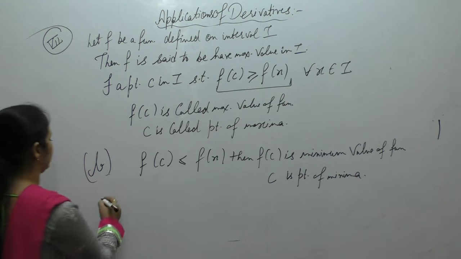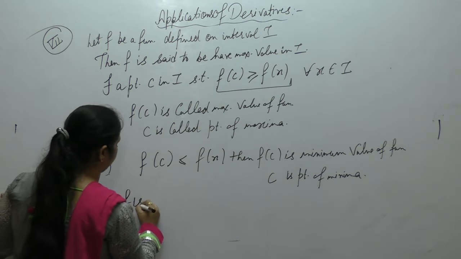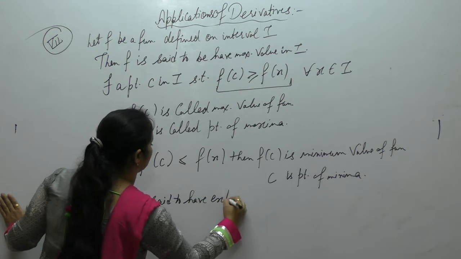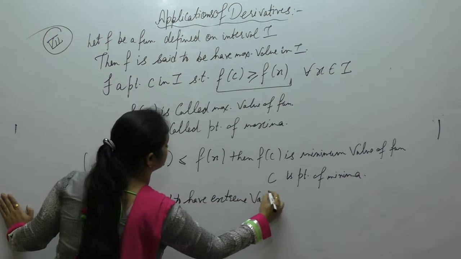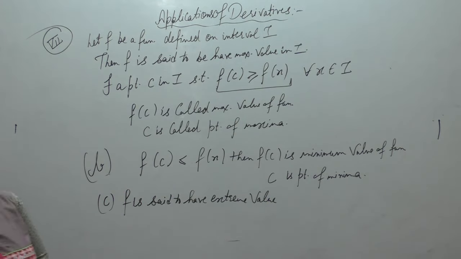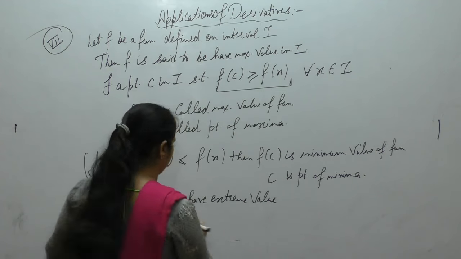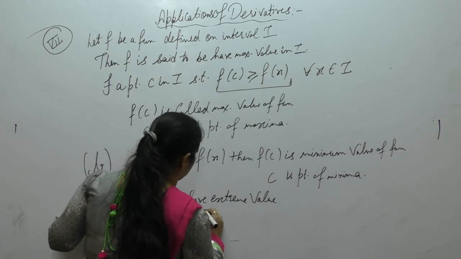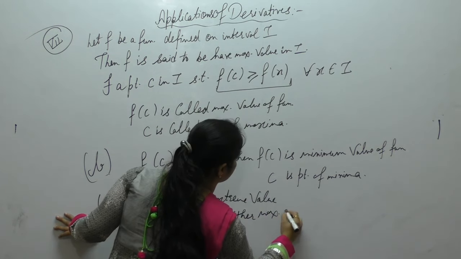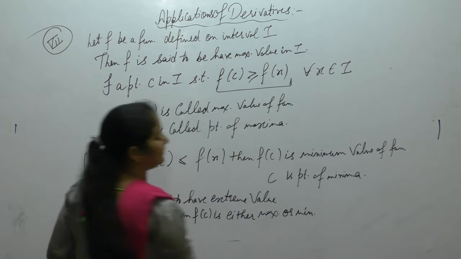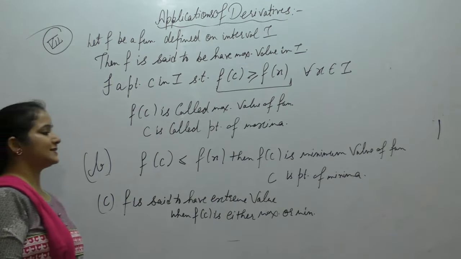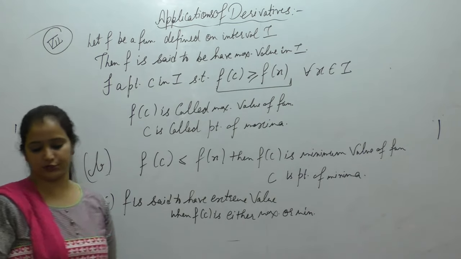Now f is said to have extreme value. कब? जब f(c) is either maximum value or minimum. When f(c) is either maximum or minimum, then f(c) is said to have extreme value and C is called point of extreme.